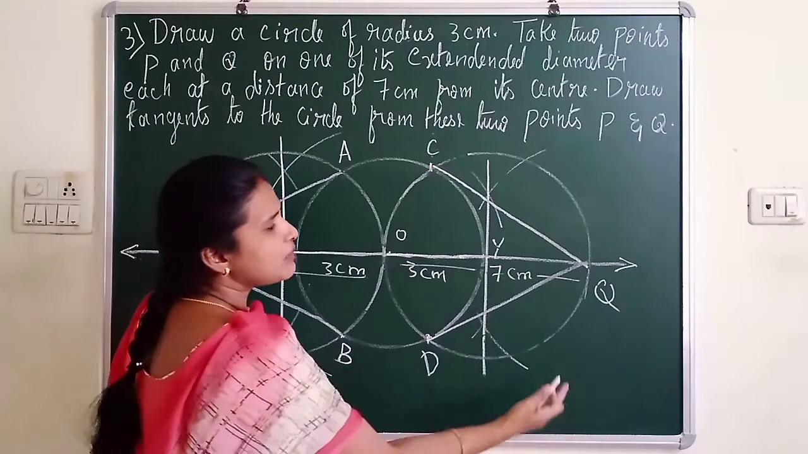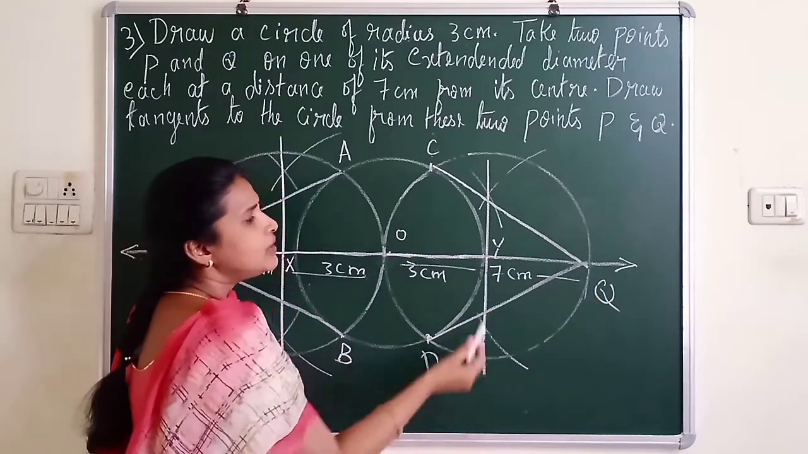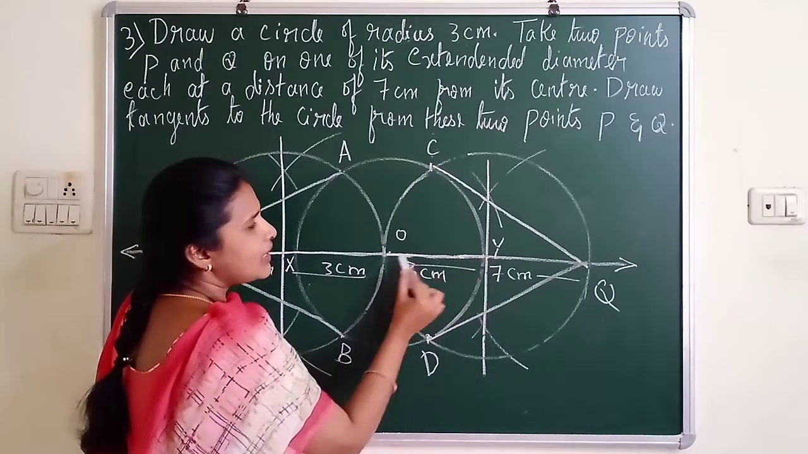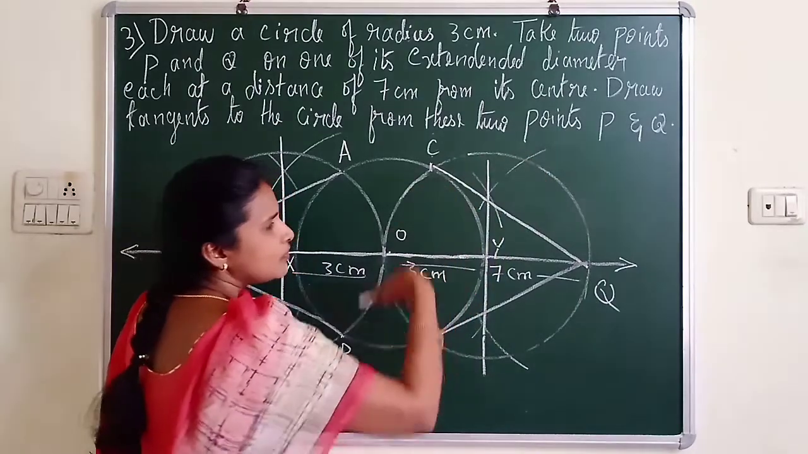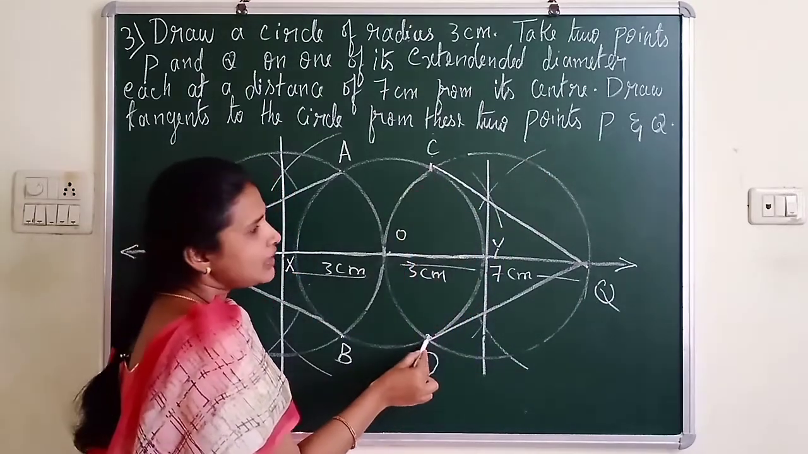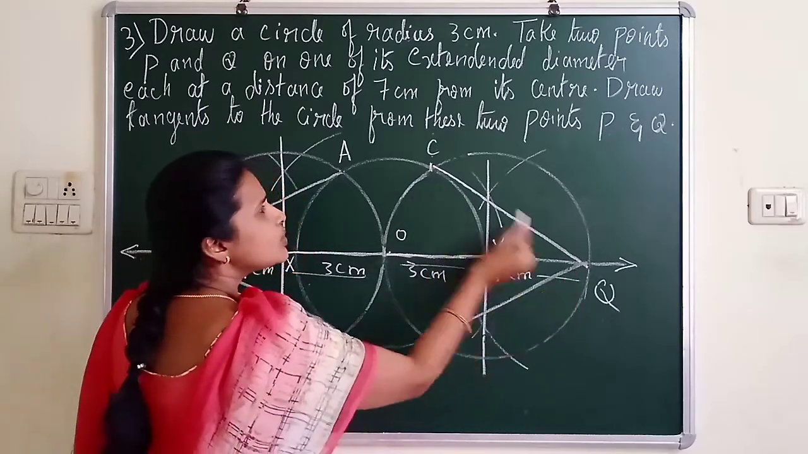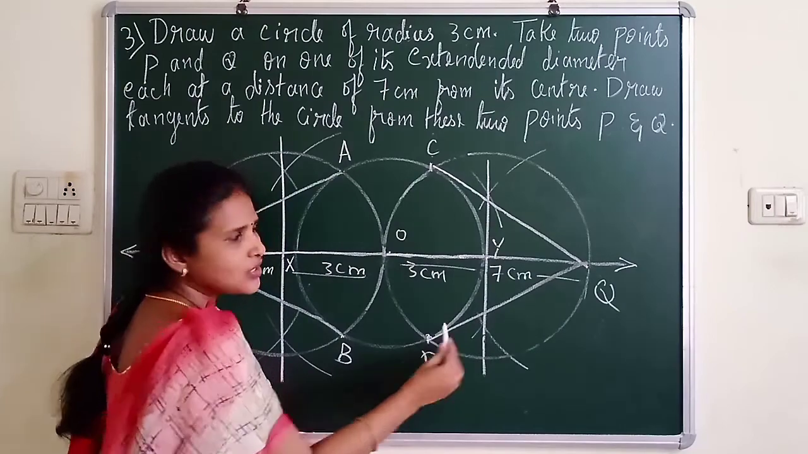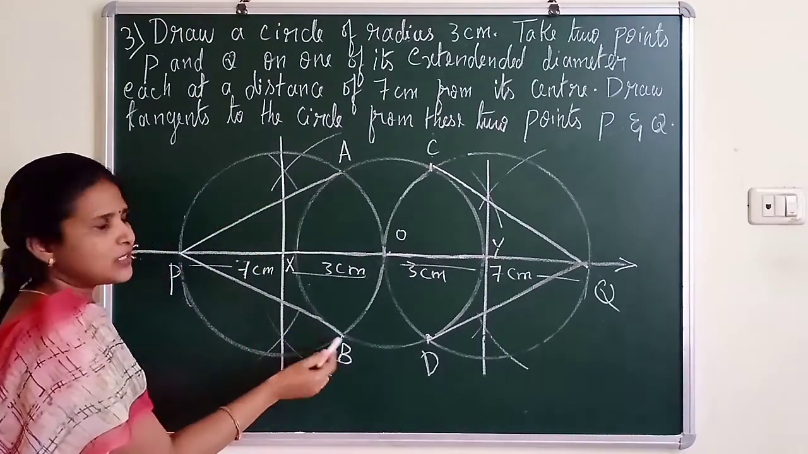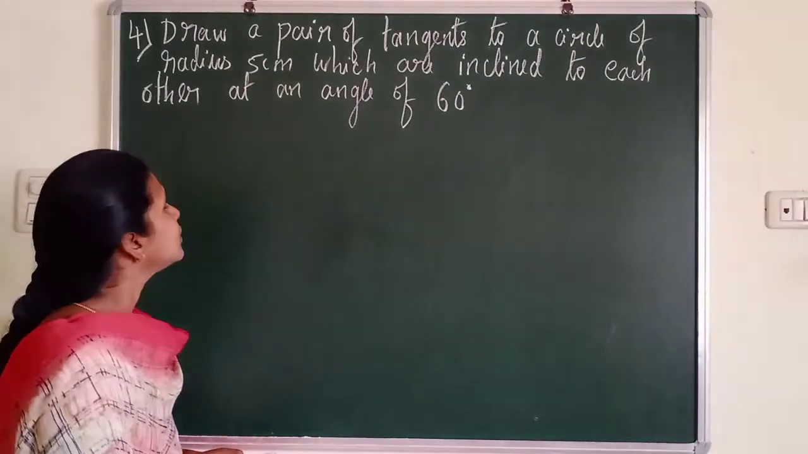Next, the same steps repeat here. Draw the perpendicular bisector of OQ and draw the circle with center Y and radius OY or YQ, such that they intersect at C and D. Next, join QC and QD. So QC and QD are the required tangents from this side, and PA and PB are the required tangents from the point P.